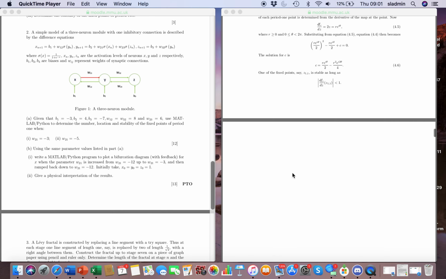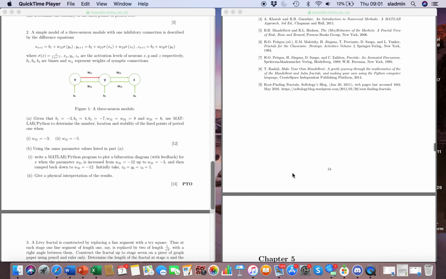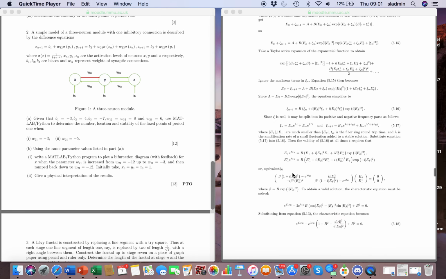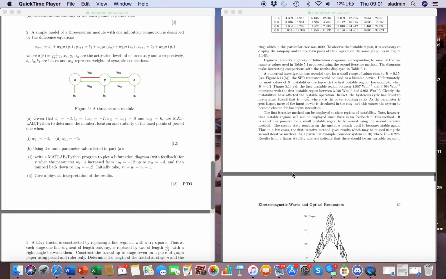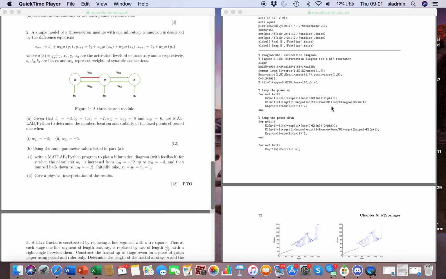For part 1, we need to plot a bifurcation diagram, and an example similar to this can be found in chapter 5. So in chapter 5, you'll remember we were looking at the simple fiber ring resonator, and program 5C plots a bifurcation diagram for the simple fiber ring resonator. So here's program 5C. In this case, we ramp A up and A down. So this is the n times p max over n1.